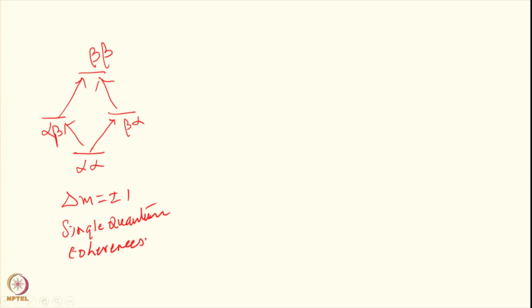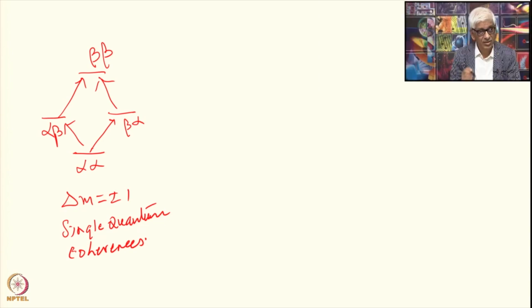And notice, when I say transitions and coherences, the transverse magnetization always represents the phase coherence between spins, whereas the Z magnetization represents populations, as I mentioned earlier. The transitions, the transverse magnetization refers to single quantum coherences.